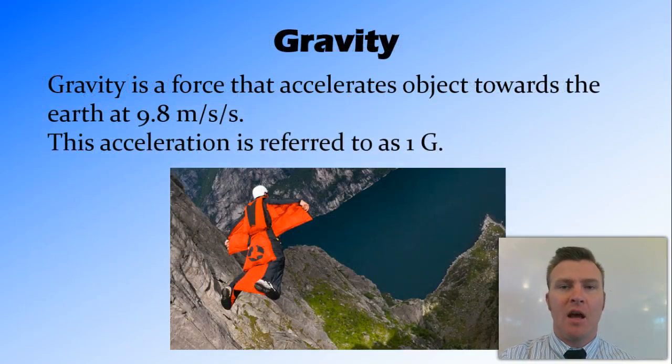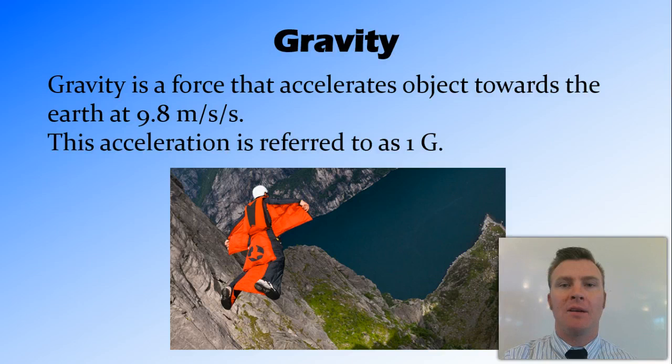Now, gravity, which you've learned about in previous years, is a force that accelerates objects towards the Earth. And the amount of acceleration that gravity puts on an object is 9.8 meters per second squared. So if I were to jump off a cliff, I would accelerate at 9.8 meters per second squared. So after 1 second, I'd be traveling at 9.8 meters per second. After 10 seconds, I'd be traveling at 98 meters per second, and so on. And this acceleration, 9.8 meters per second squared, is referred to as 1g.